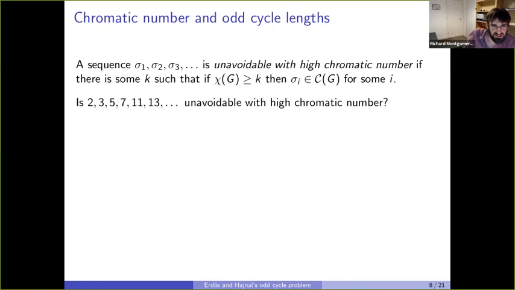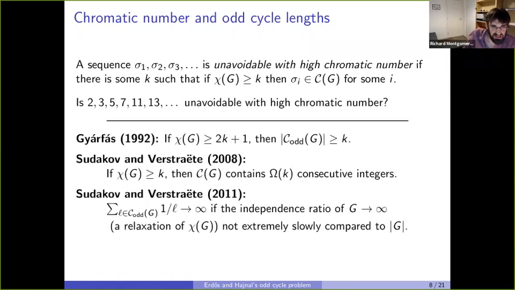So not too much is known about the density or anything of the odd cycles in a graph. Due to Gyárfás, we have a bound to at least show there are some odd cycles in a graph based on the chromatic number. Again, we have a result of Sudakov and Fox-Straight from 2008 that finds instead some consecutive integers and hence some odd numbers. But again, just as before, we don't have any bounds on what size these are, so that this cycle space could be really sparse still.